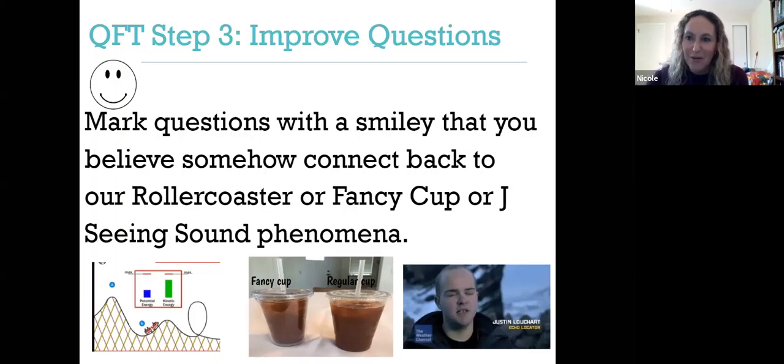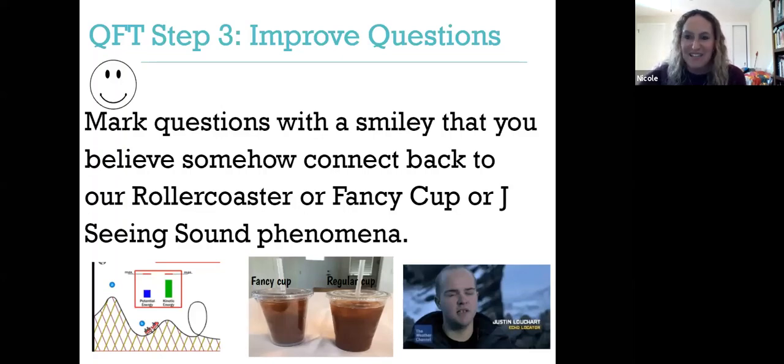He echolocates, so I had students write down smiley faces next to related past phenomena. And it's pretty amazing. A lot of kids have questions about energy and kinetic energy and thermal energy. And they're really excited when they see that they actually are pulling in past knowledge from what we did this year to the questions that they have just asked.